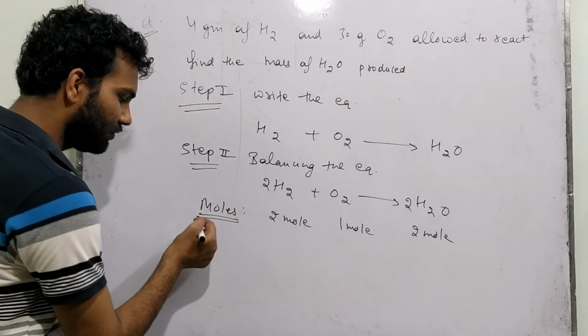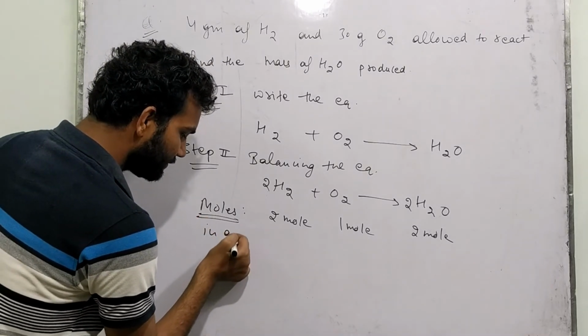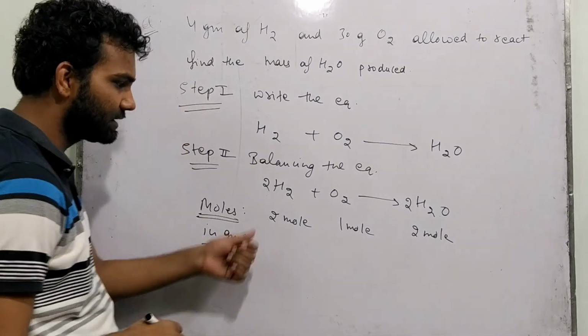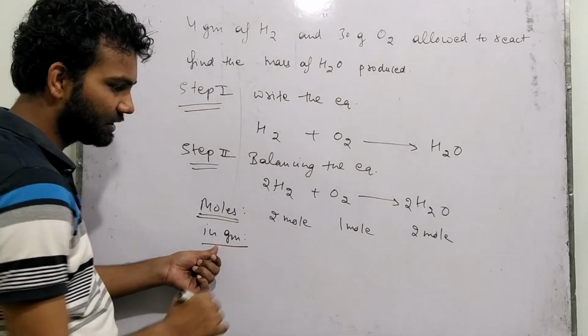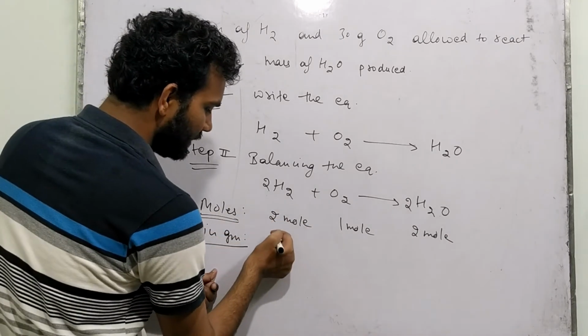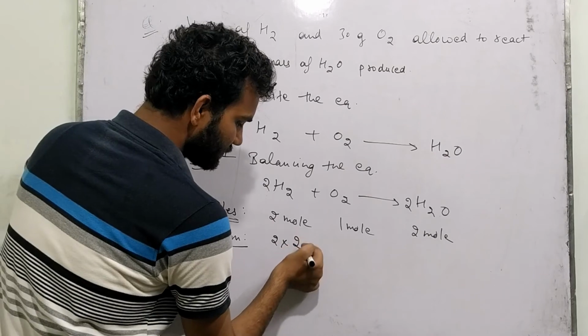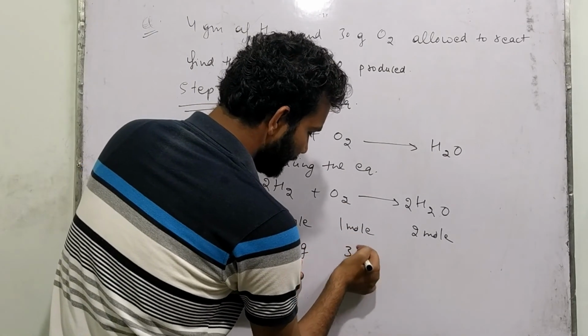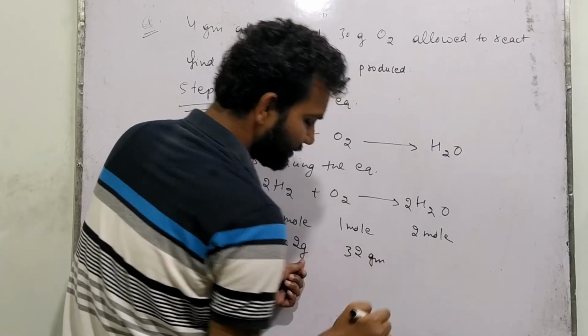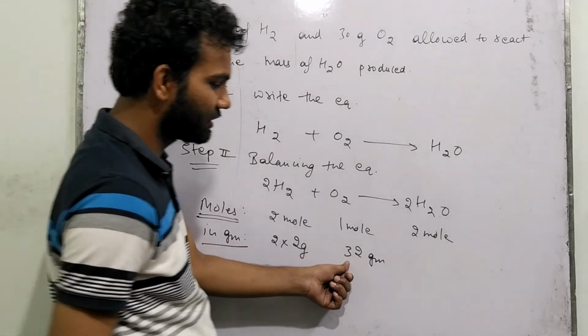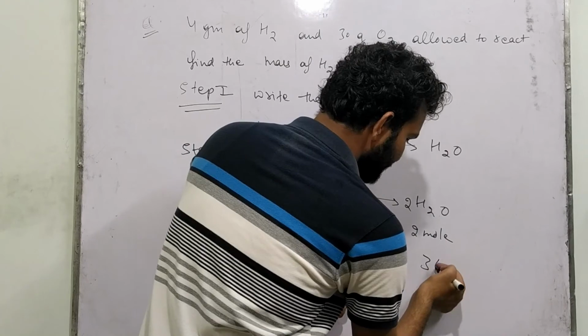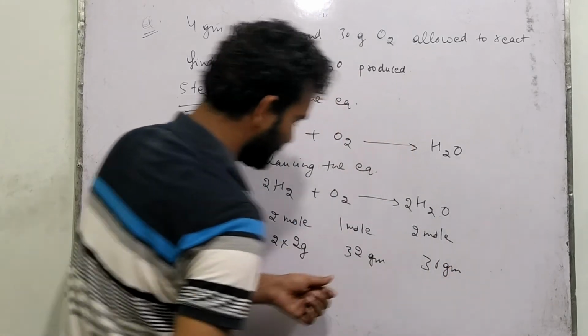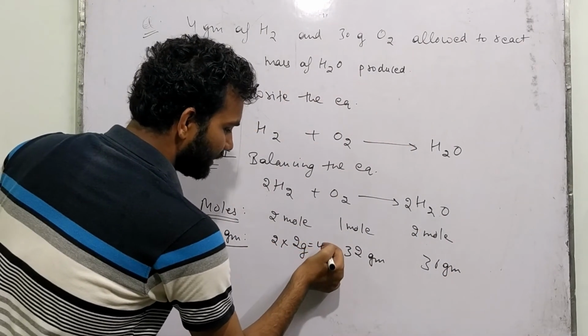Clear? Now if we want to write in grams, we already discussed these things. 2 moles in grams कितना होगा? 1 mole 2 gram, 2 into 2 ग्राम. 1 मोल कितना जाएगा? ये आपका 32 ग्राम हो जाएगा, बिकॉज 1 एटम का मास कितना होता है? 16 ग्राम, तो 2 का कितना हो जाएगा? 32. ये आपको हो जाएगा 36. बस आपको यहाँ पे मोलिकुलर मास निकालना है. तो ये आपका हो जाएगा 4 ग्राम.